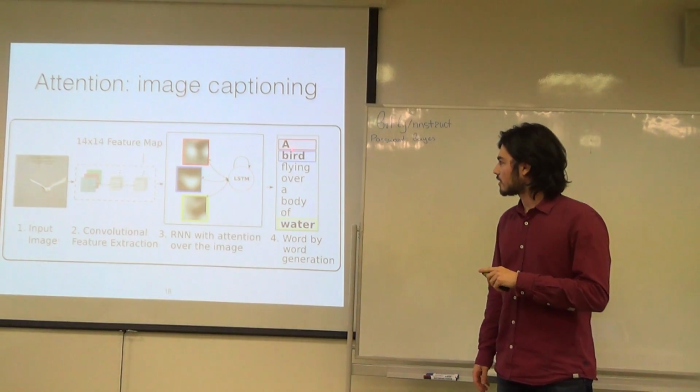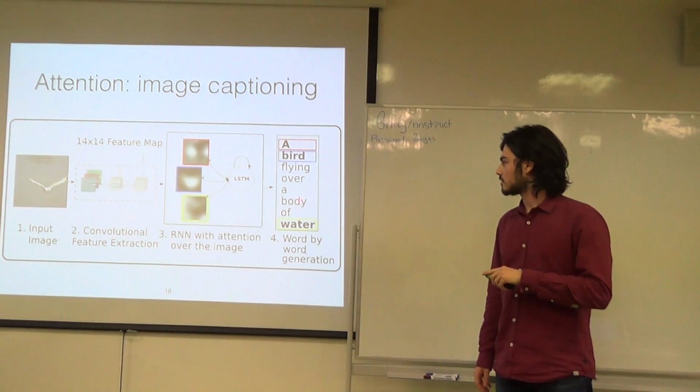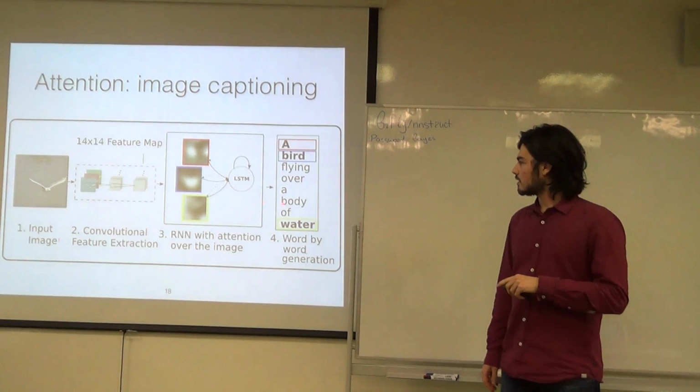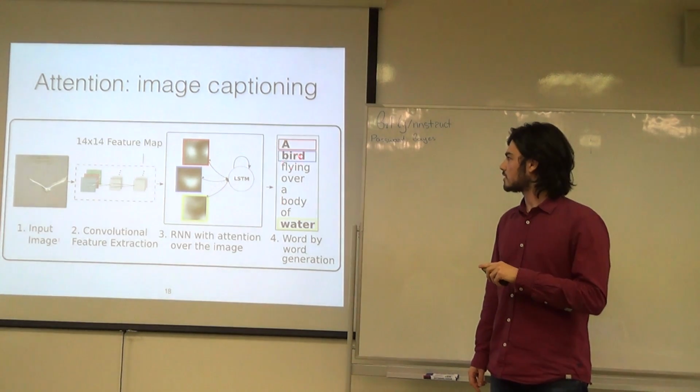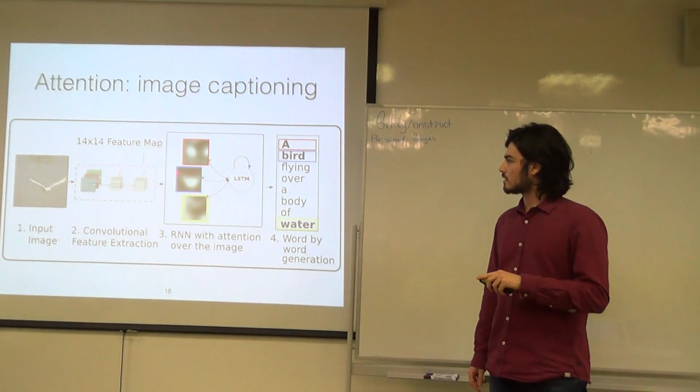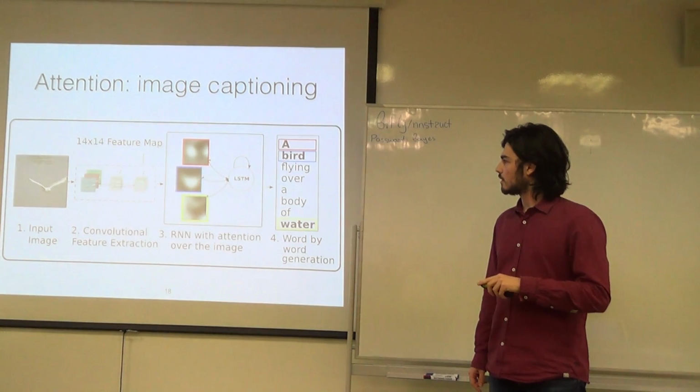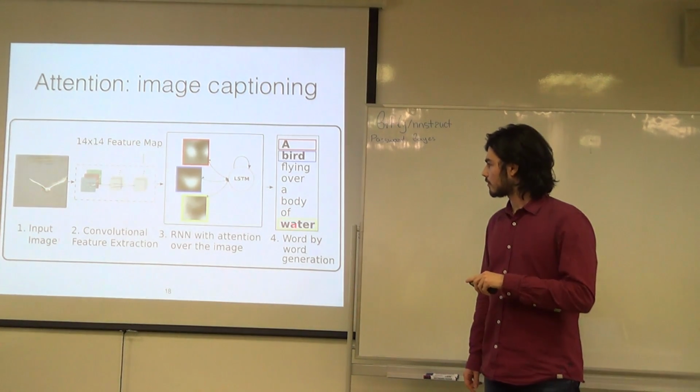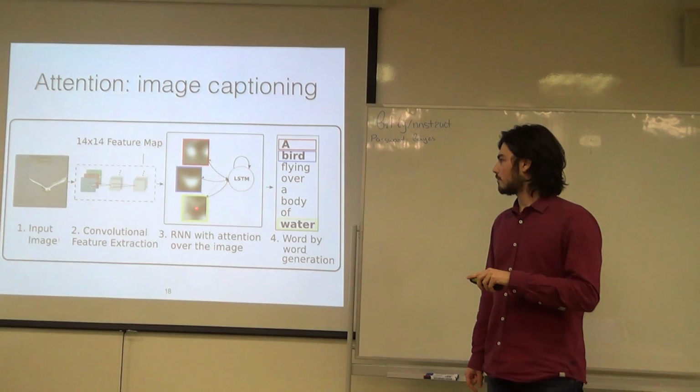For example, here it generated "a bird flying over a body of water." So yes, here is a mistake, "a body," but you can see that when it generates the word bird, it attends at the bird. So you see here the white region, it is the bird, and for the water, it attends everywhere but the bird.